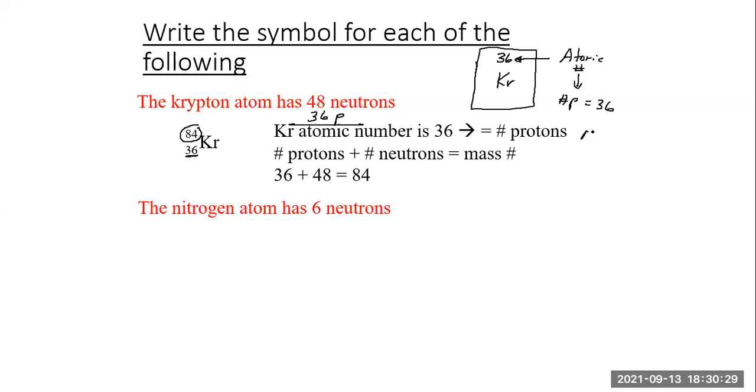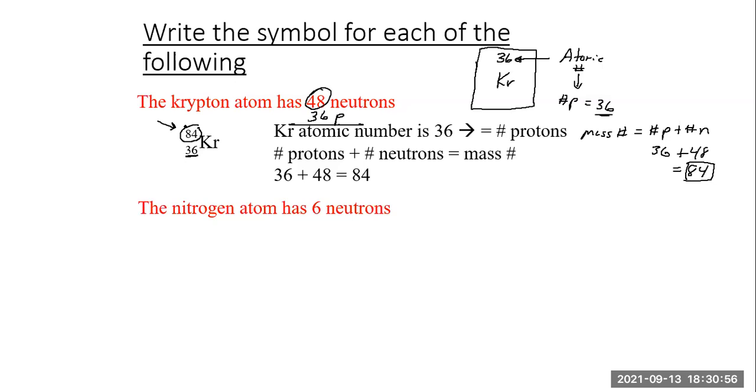And remember that the mass number is the number of protons plus the number of neutrons. If it has 36 protons, and they told us in the problem that it had 48 neutrons, when you add those together, that gives us a mass number of 84, which would end up at the top left. And that would be the correct way to write that symbol.